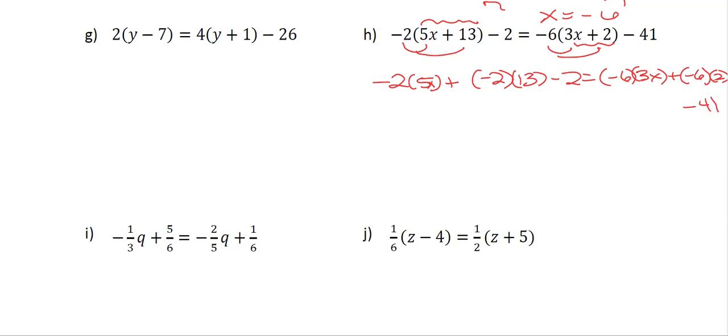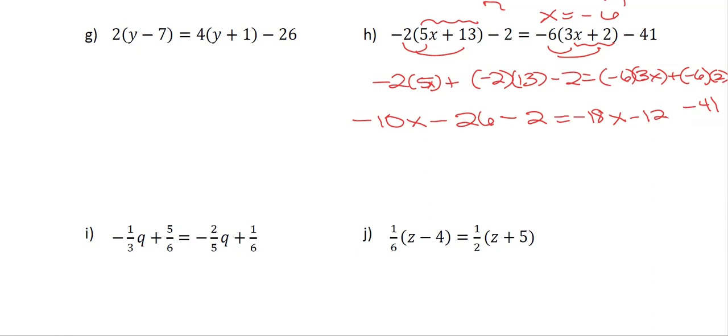So I have -2 times +5 is a -10x. I have -2 times +13, so it's a -26. Bring down the -2 is equal to, I have -6 times +3x is -18x. I have -6 times +2 is -12, all minus that 41. Hey, that worked out great. It went with this row.